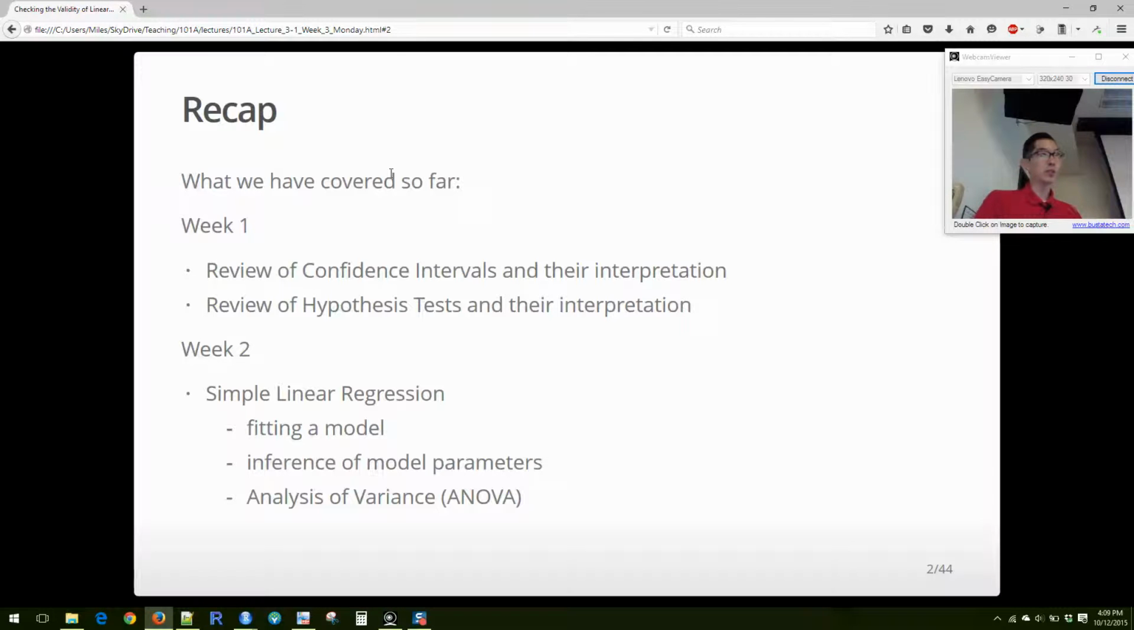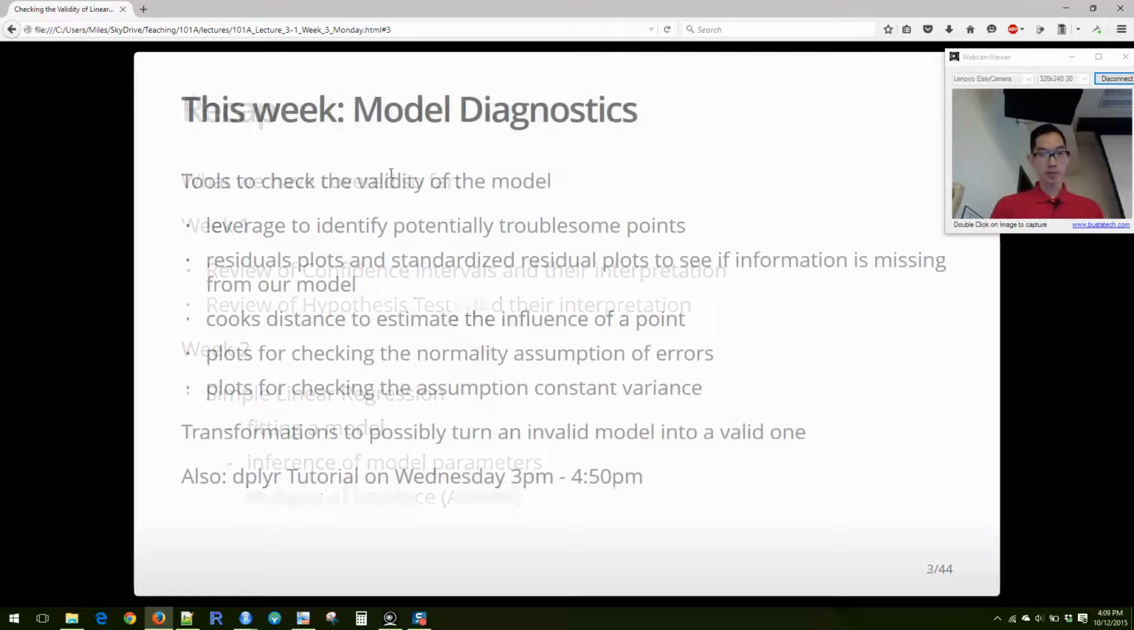Week 1, we just reviewed inference stuff, confidence intervals and their interpretations, hypothesis tests and their interpretations. We introduced simple linear regression in week 1, but that was the bulk focus of week 2. We talked about fitting a model, doing inference, and making interpretations on those model parameters. And we also talked about the analysis of variance.